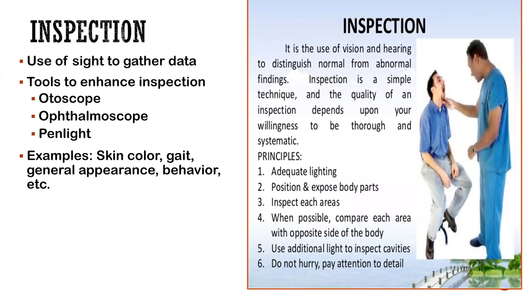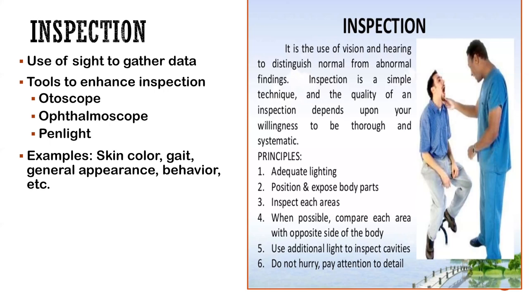So inspection, this is the use of sight to gather data, okay? So tools to enhance inspection. There may be an otoscope. Right? An otoscope is something that you use to look inside your patient's ears. We would look at their eardrum. Their eardrum should be gray in color. For an adult, we're going to pull their ear up and back to be able to visualize that, and that straightens the ear canal when using an otoscope. If we're looking into a child's ear, we're going to pull their ear down and back, and that's going to straighten the ear canal on the child and allow us to see with our otoscope.